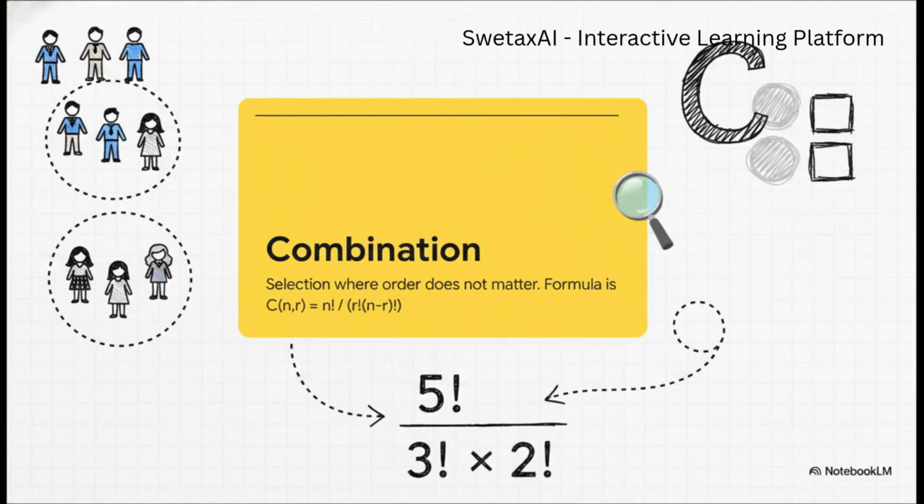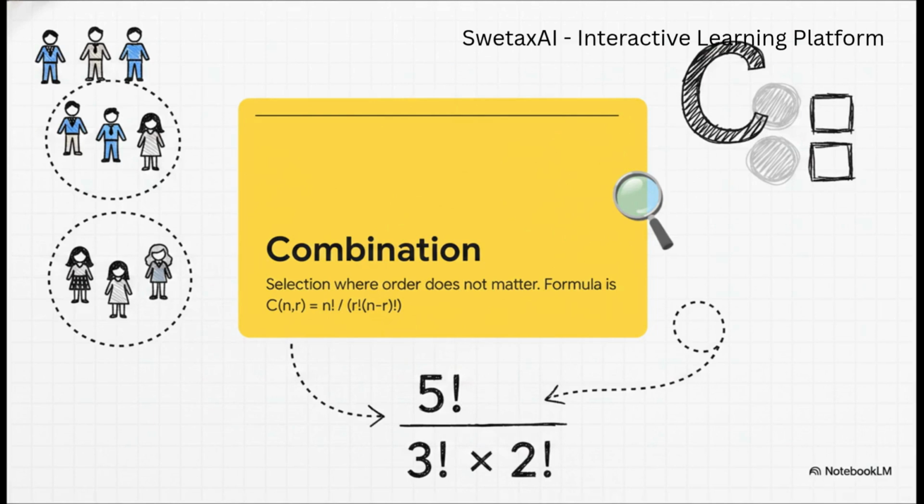We're now looking at combinations. A combination is a selection of objects where the order does not matter at all. We are simply grouping things together. The formula, C of n r, looks a lot like our permutation formula, but with one crucial addition in the denominator. We also divide by r factorial. Why? Because we need to strip away all those duplicate arrangements.